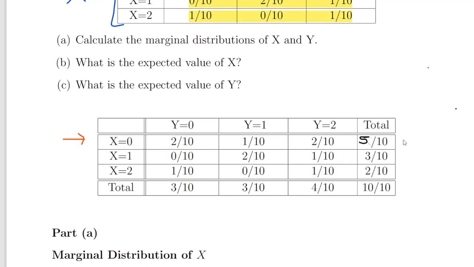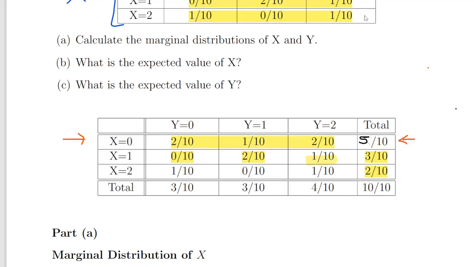You might notice I actually spotted a little mistake there myself. So essentially what we do is we calculate the sum of each row. So 2 over 10 plus 1 over 10 plus 2 over 10 gives us 5 over 10. So that means overall x equals 0 5 out of 10 times, 50% of the time. Then for x equals 1, 0 over 10, 2 over 10, 1 over 10 gives us 3 over 10. And then x equals 2, 1 over 10, 0 over 10, 1 over 10 is 2 over 10.